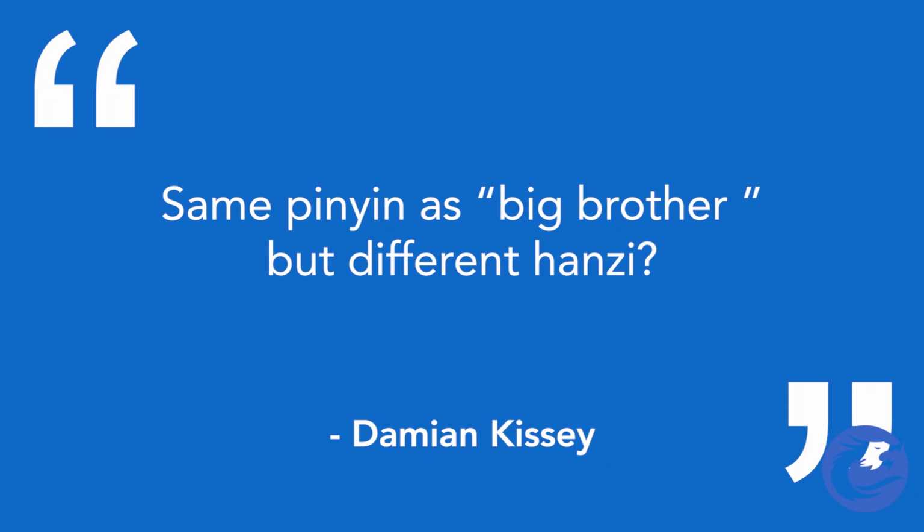Damien Kissy on nasal final yong. We give a couple of examples. One is qiong, as in poor, and the other is xiong, as in fierce. Like if your girlfriend or boyfriend snaps at you, you can say, "Hey, 别凶啊, 那么凶," don't be so fierce. And he just says, same pinyin as Big Brother, but different Hanzi, different character. Yes, exactly. So xiong di, yeah, different character completely.